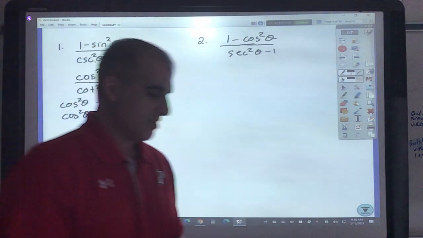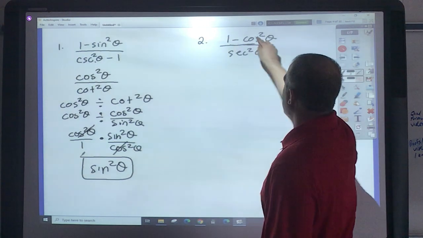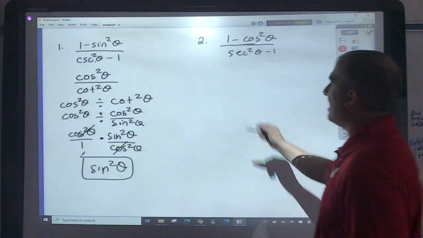Let's look at this one. You see this identity? This identity is going to be sine squared.